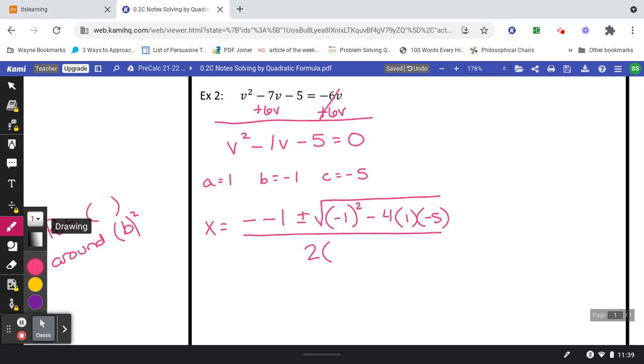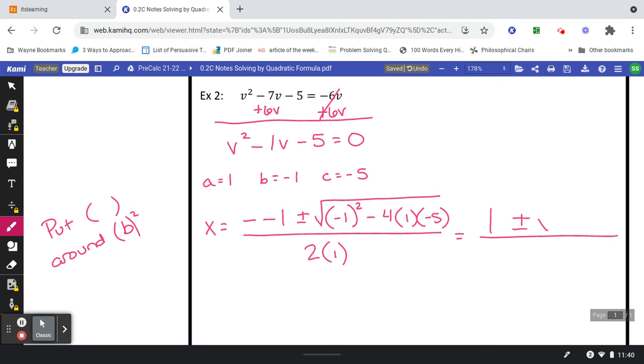I know what my A is. I'll plug that in. There we go. Next step is to simplify. Double negative in front is going to make a positive 1. Negative 1 squared is positive. And then I do 4 times 1 times 5.